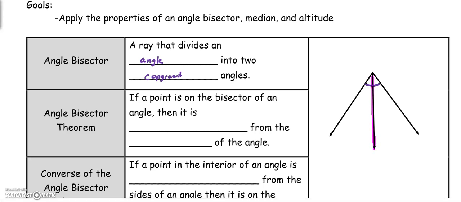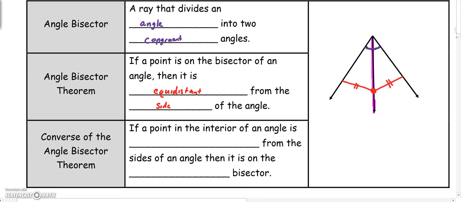We have two theorems that also go along with this. The angle bisector theorem: if a point is on the angle bisector, then it is equidistant, which means equal distance, from the sides of the angle. So if I have a point somewhere on this and I draw a segment to the sides of my angle, they're going to be equal distance away from the angle bisector. The reverse works too. If the point is on the interior of an angle and is equidistant from the sides of the angle, then it is on the angle bisector.